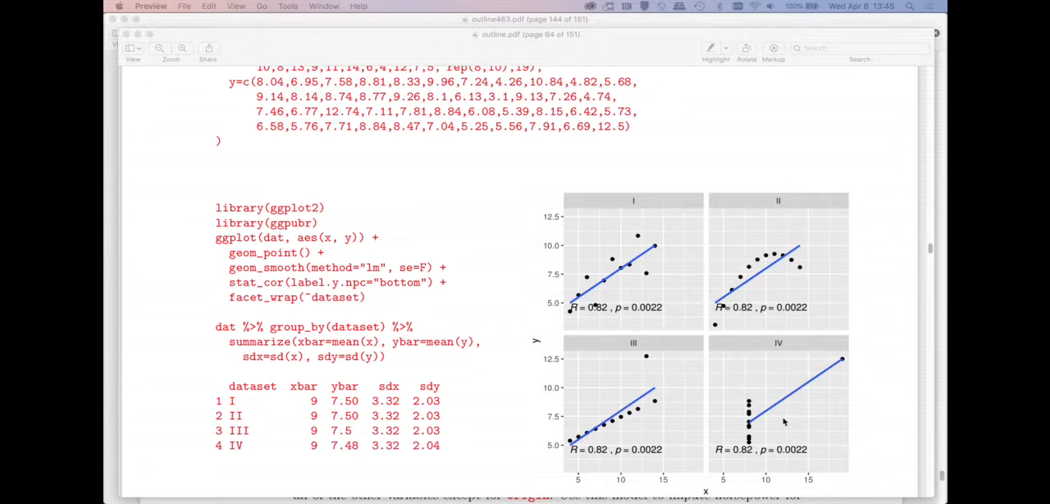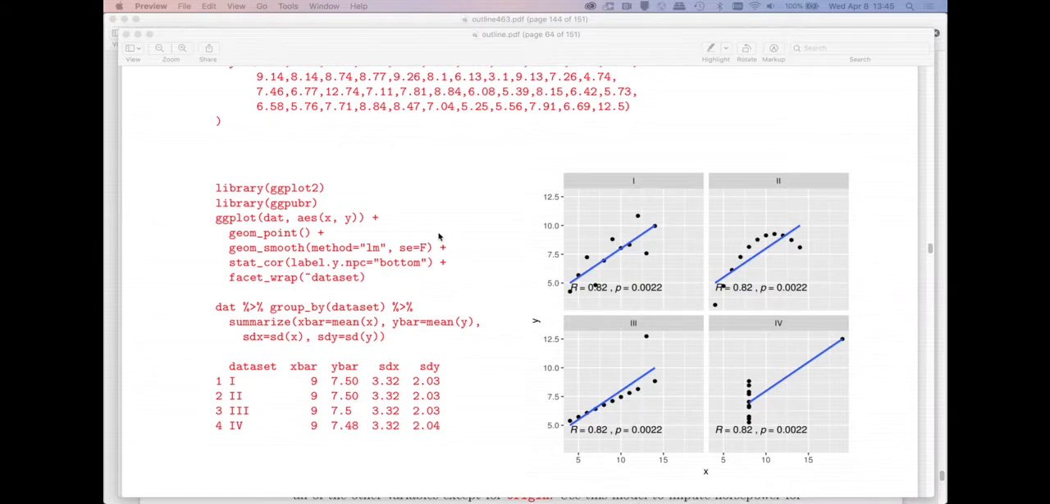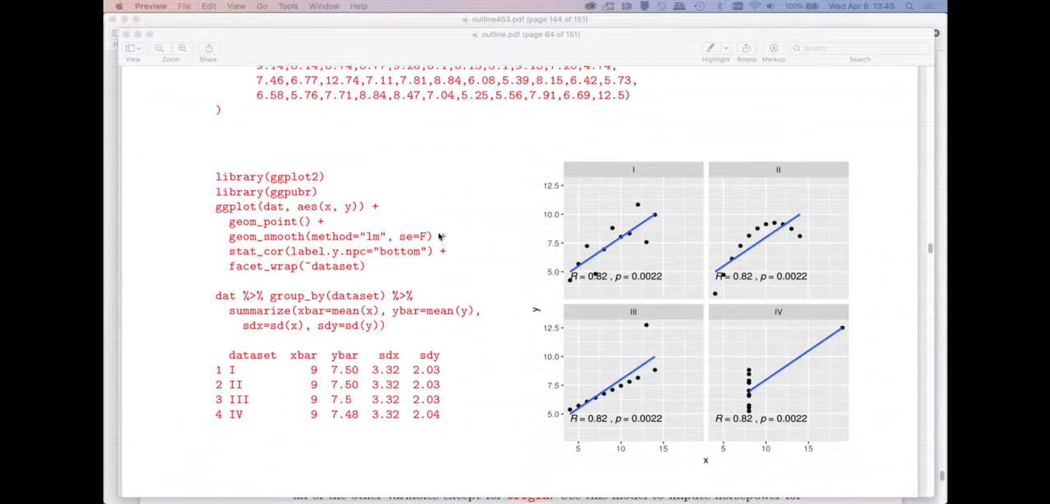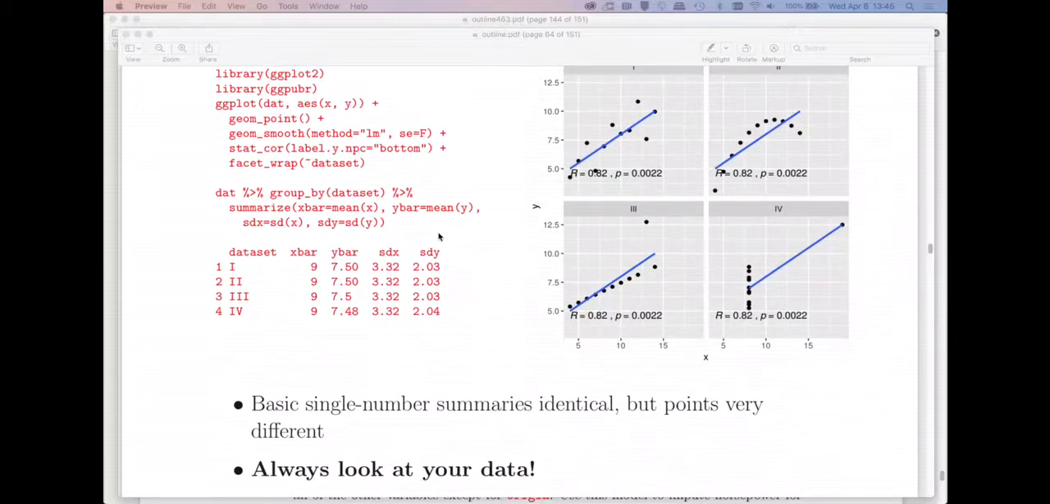We haven't talked about regression yet, but the regression estimates are also the same across these 4 data sets. So the moral of the story is you've got to look at your data. I've been emphasizing this since the first week of class, but always look at your data.